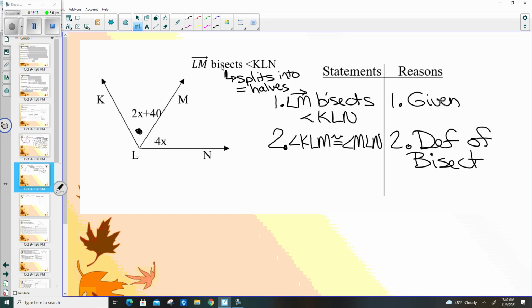Set them equal to each other, which is what we said in number 2, right? KLM is 2x plus 40. MLN is the 4x. What is it called when we put something in place of what it's equal to? Substitution.